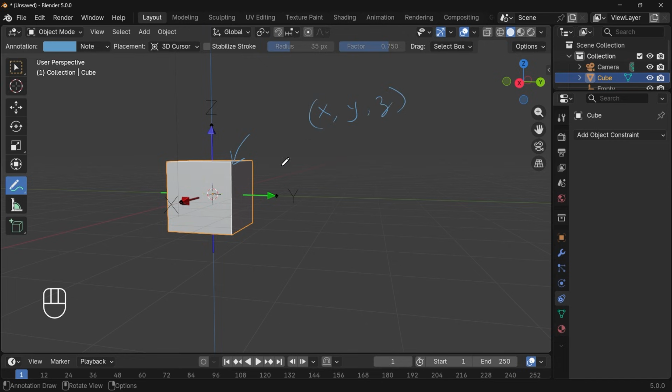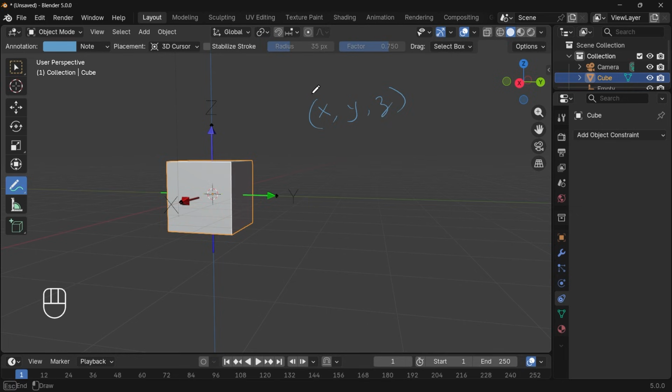And each of these is orthogonal to the others, which means they are 90 degrees from the other axes. So the angle between the x-axis and the z-axis is 90 degrees. The z-axis and the y-axis is 90 degrees. And between the x-axis and the y-axis is also 90 degrees. Now, you do have other coordinate systems like spherical coordinate systems, but in Blender, we use Cartesian coordinate systems.